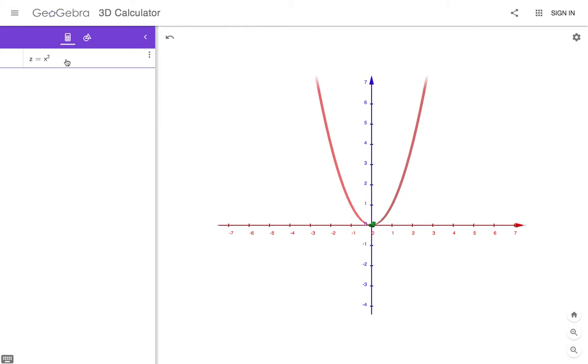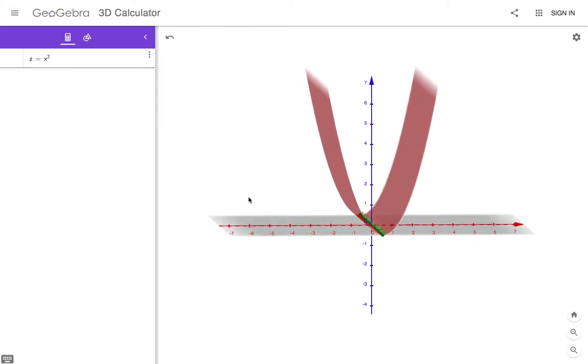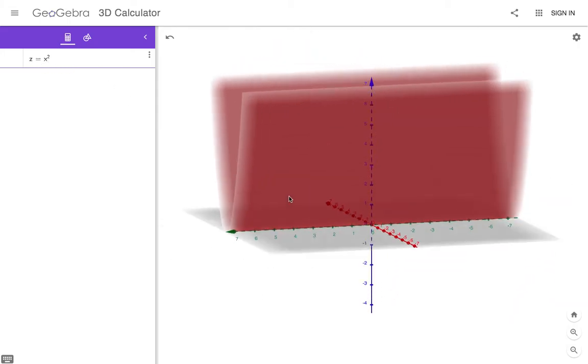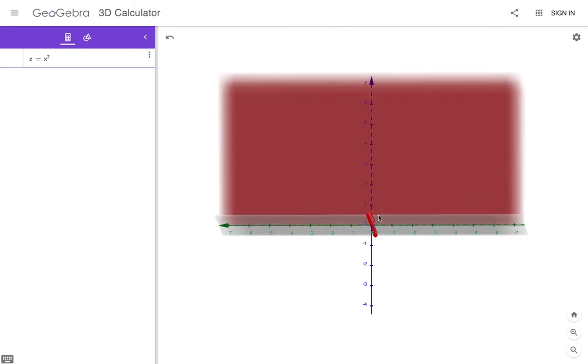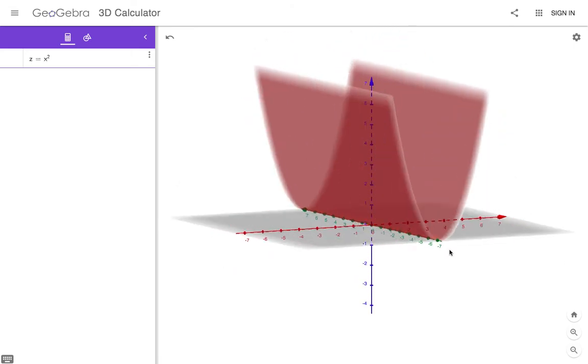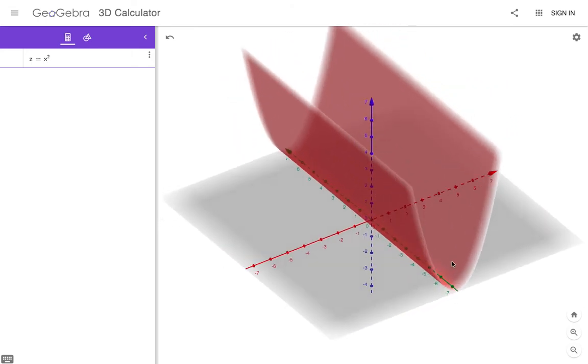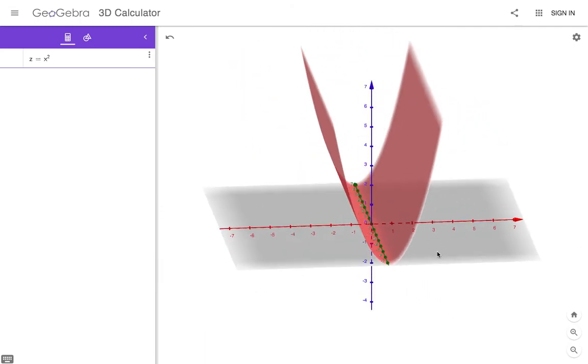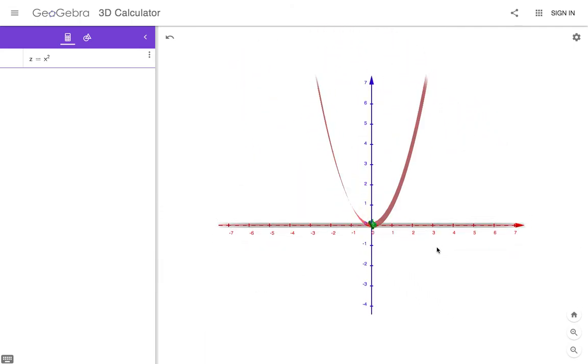And since y is not a part of this equation, y could be anything it wants, right? y could be any positive value or any negative value. This green axis is the y-axis. Okay, so I get this parabola that's been stretched in the y direction. Interesting. But if I ignore the y-axis and just look at x and z, it just looks like a parabola, like I'm used to seeing.